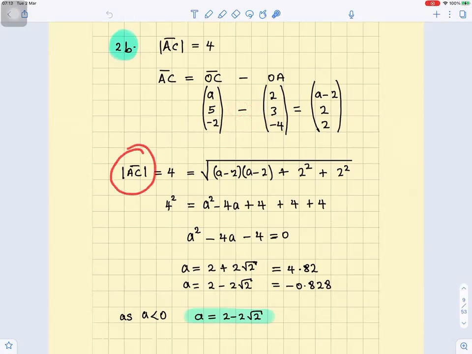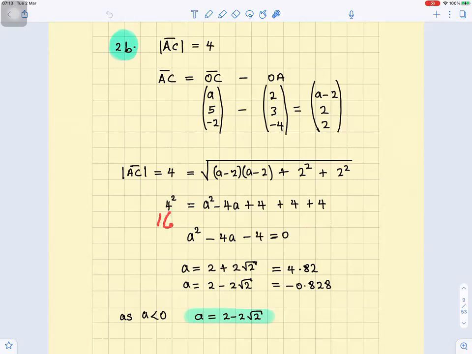To find the magnitude of AC, a minus 2 squared, which is a minus 2 times a minus 2, plus 2 squared, plus 2 squared. So a minus 2 squared is a squared minus 4a plus 4. 2 squared is 4. 2 squared is 4. And 4 squared there. So 4 squared will cancel when you start to subtract. So you end up with a squared minus 4a minus 4 is equal to 0.